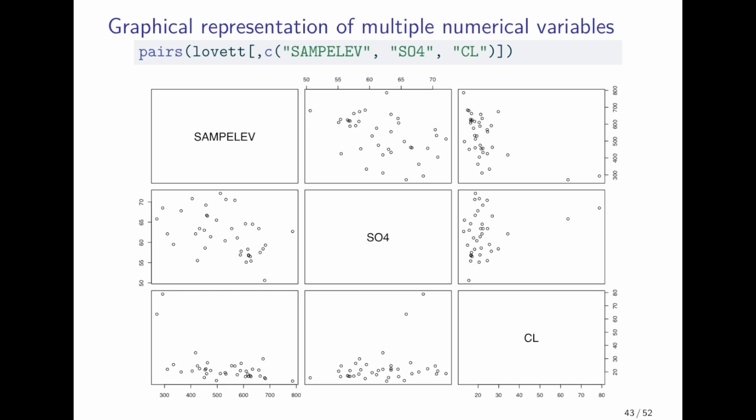Now, we can make scatter plots very easily in R. If you just have two variables, then you can use the plot command in R, and you will do that from now on every single practical, so I'll not cover how to make a single plot. But you can also extend the idea of making a scatter plot to having more than two variables. So here, we want to look at the association between three variables. We have the sample elevation, so how high did we take the sample, the sulfate concentration, and the chloride concentration.